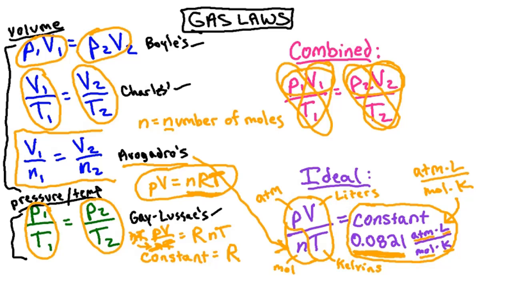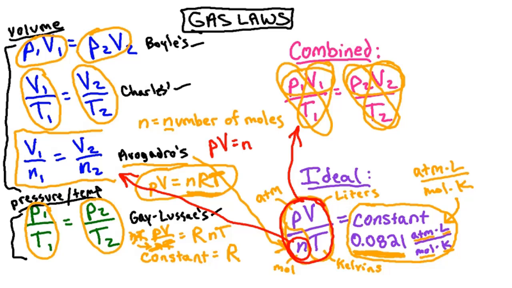And I just wanted to show you this original way of writing it, the PV divided by NT, because I wanted to show you where it came from, that it came from the combined gas law and Avogadro's law, because it has the N in it. So I just put the PV over NT so I could show you where this formula came from. But you're mostly going to see it as PV equals nRT.